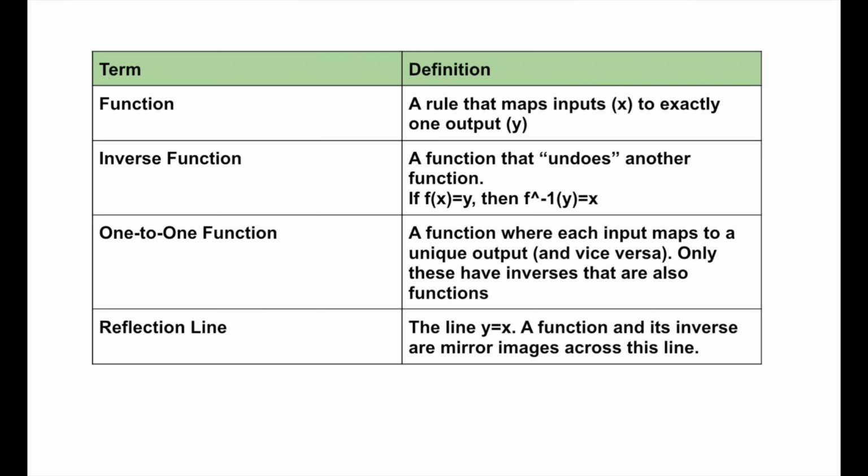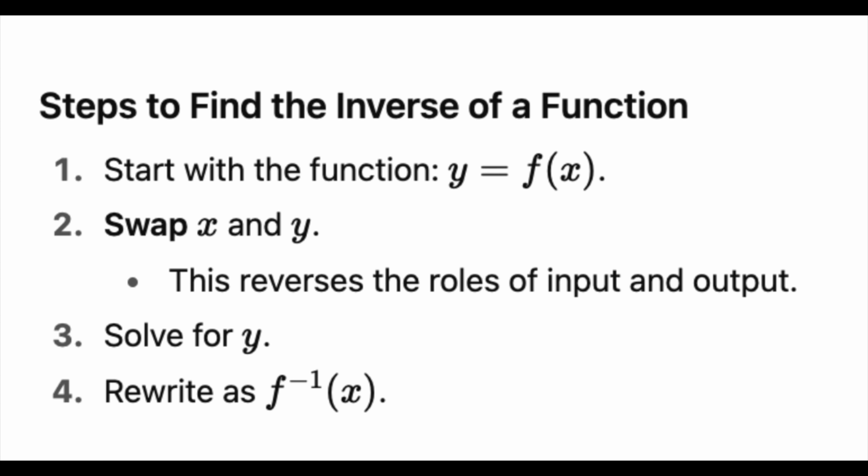And our last term is a reflection line. A reflection line is the line y equals x. A function and its inverse are mirror images across this line. And that is that little visual that we saw on our last page. So go ahead and write these vocab words in your notebook, and now we'll move on to the steps to find the inverse of a function.